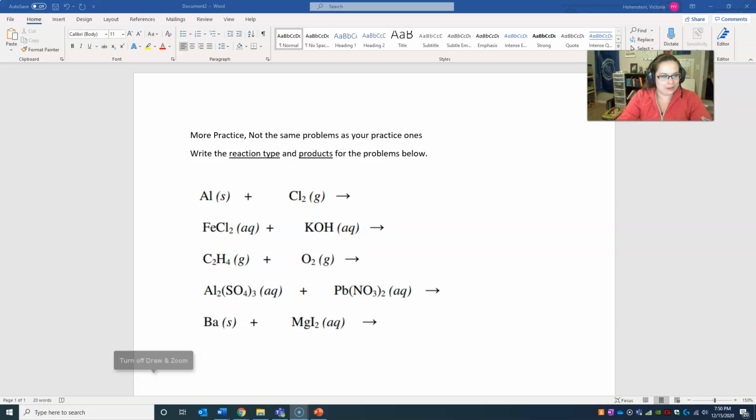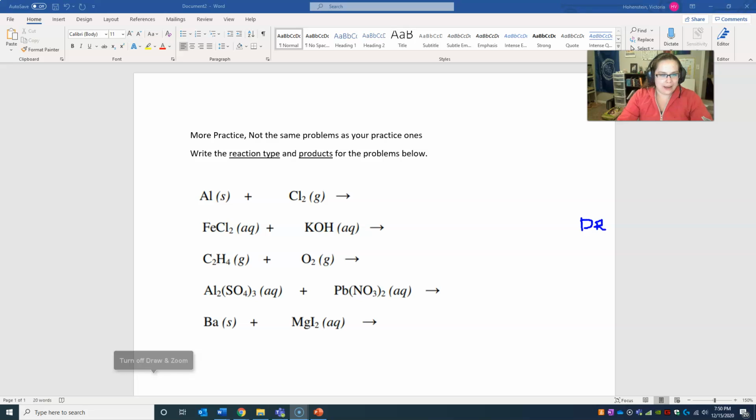So looking at this next one, we have 2 ionic molecules. We have iron chloride and potassium hydroxide. So it's not going to be synthesis. And it's not going to be decomposition. That's usually one thing falling apart into 2. There's no element, so it can't be a single replacement. And there's no oxygen, so it's not combustion. The only thing the second one can possibly be is a double replacement.